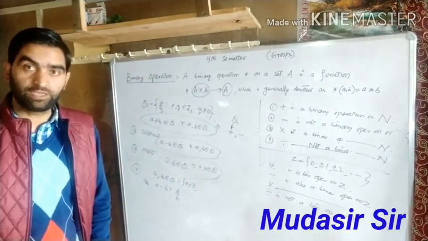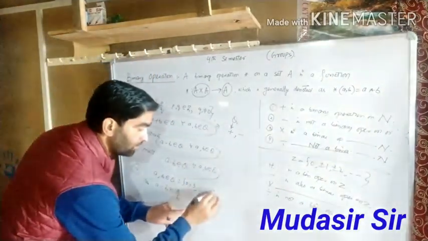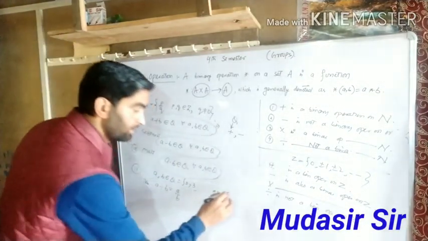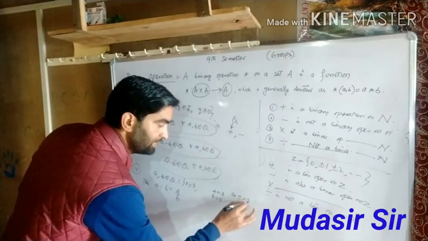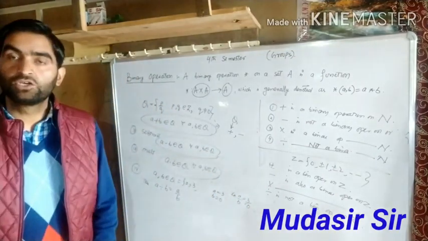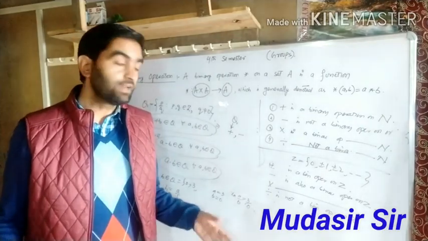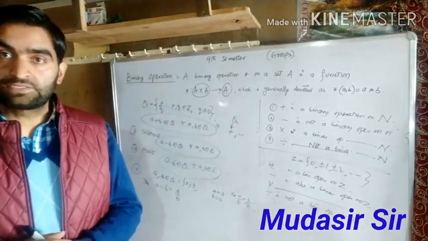If we select, say, A is equal to 3 and B is equal to 0, now what about A by B? Then A by B is 3 by 0. It is not defined. So we can say that the division does not exist. Or in other words, it does not belong to this set Q.